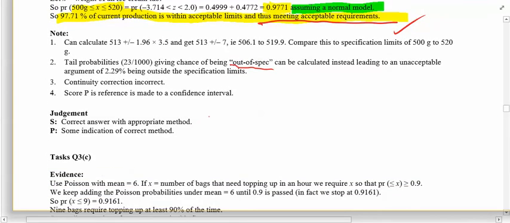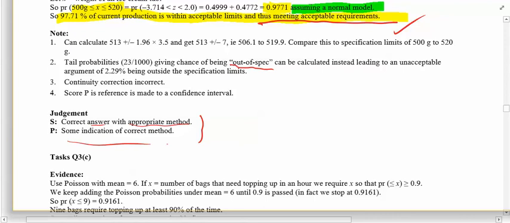Okay, judgment. S for scholarship. Scholarship level, correct answer with an appropriate method. P, some indication of correct method. This is a pretty easy scholarship question, really. In fact, it'd be an easy excellence question in NCEA.